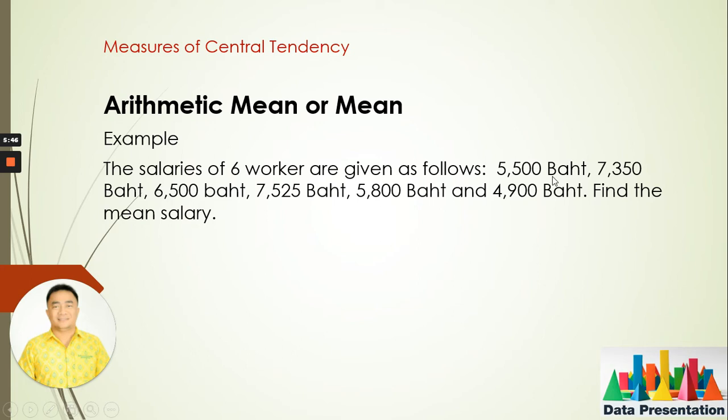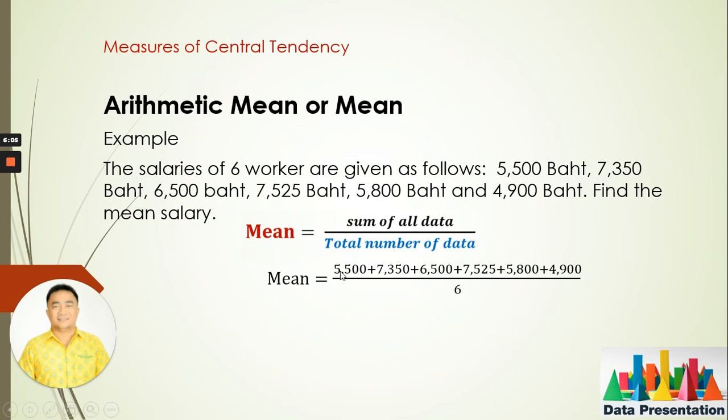But first, we need to count how many data we have here. We have 1, 2, 3, 4, 5, 6. So you have 6, as we said, that there are 6 workers. Now we substitute in our formula. We add all the data here and divide that by the total number of data, which is 6. So we sum this up, that would be equal to 37,575 divided by 6, or that would be 6,262.50 baht. So that is the mean salary for the 6 workers.